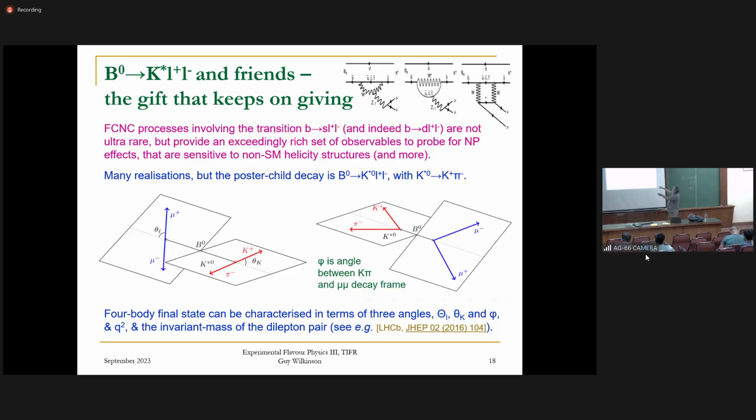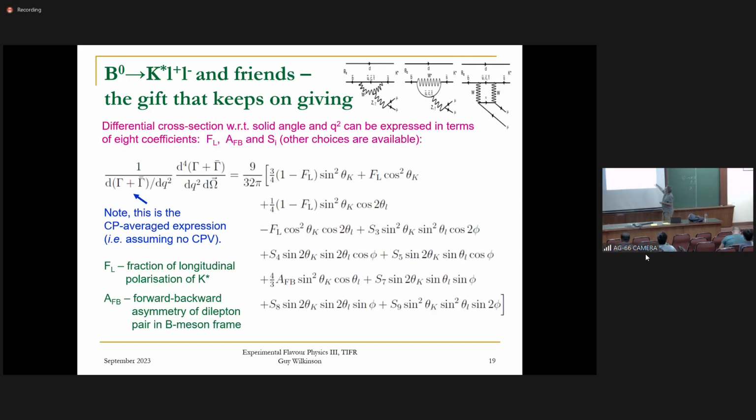The poster child here is B0 to K* l l. Why is that particularly of interest? Well, the K* decays into two particles, and you have then various angles you can measure in the final state, and therefore you can construct a whole bunch of kinematic variables, and I'll show you those in a moment, which depend on these angles, and you can measure them as a function of the invariant mass of the two leptons produced. So you can measure this double differential cross-section, and this gives you enhanced sensitivity to anything that might be happening here. You have very strong sensitivity to the helicity structure of any possible new physics. So here indeed is a double differential cross-section.